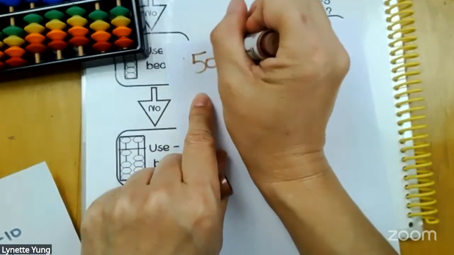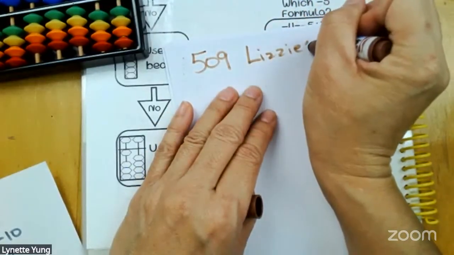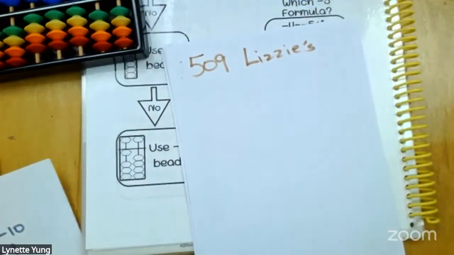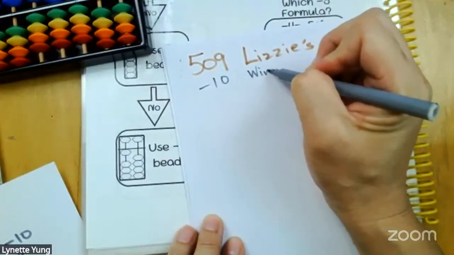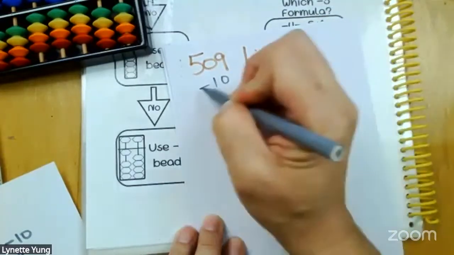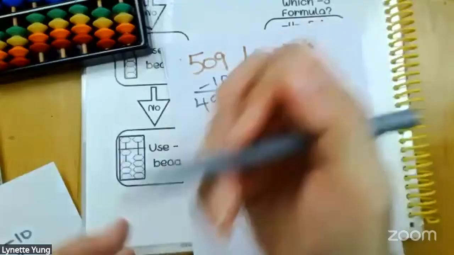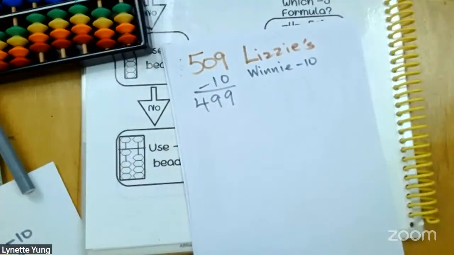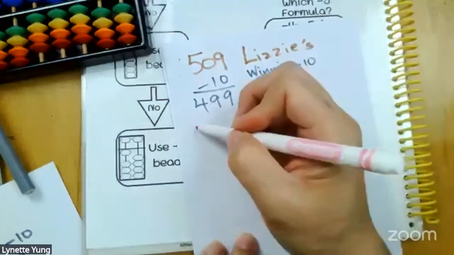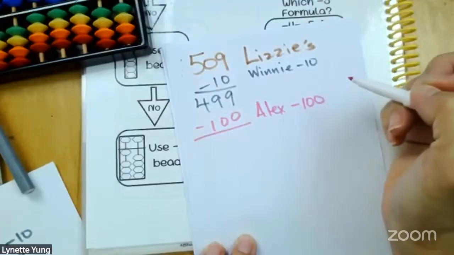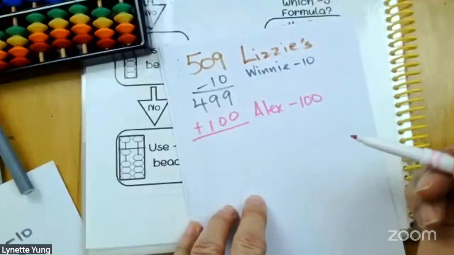Oh, okay. So this is Lizzie's number, right? This is Winnie's number, because Winnie is less than, we got 499, right? So then we have Alex's number. Alex is more than 100. So if we keep a running total, it would look like that. Sorry, that's a plus.